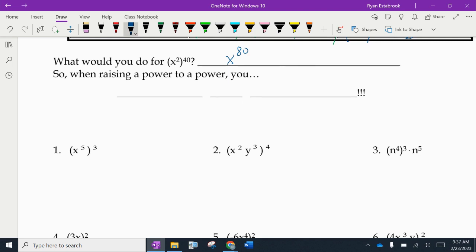So when you are raising a power to a power, you're taking an exponent, some kind of power, to a higher power, you multiply the exponents. Blow it up. Take it to a higher power. Multiply those exponents.